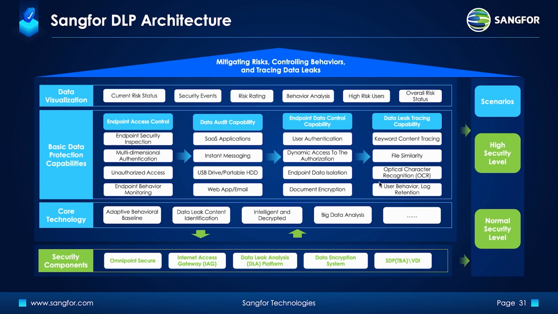For the data visualization part, the SAM4 DLP solution will help you see the current data lake risk status, security events, and risk ratings, and help you analyze malicious behavior. It will also show all the high-risk users who always send sensitive information to others, and which channels they use to send it, and show the overall risk status for you. This is our DLP architecture, and if you are interested, you can contact us.